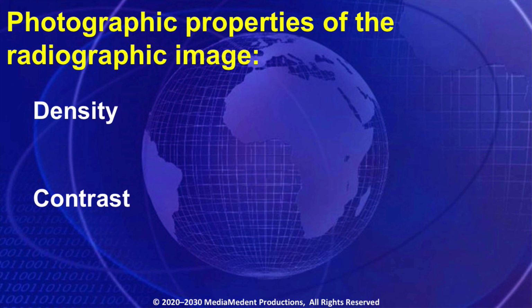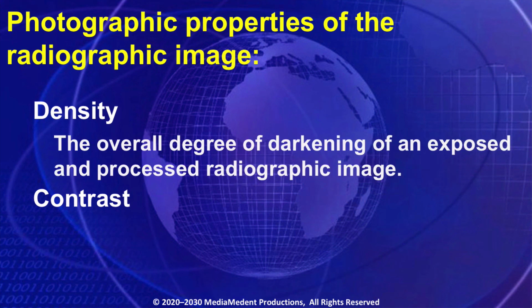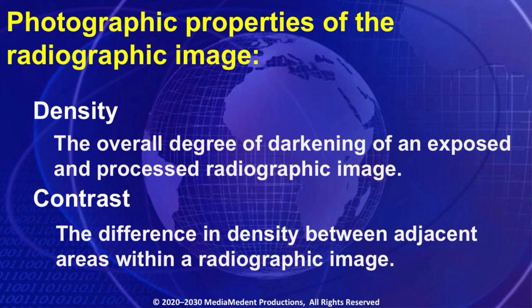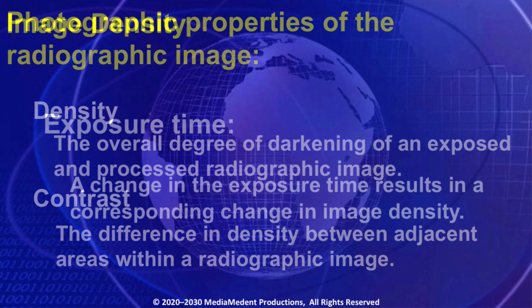The photographic properties of the radiographic image are described by the terms density and contrast. Radiographic density refers to the overall degree of darkening of an exposed and processed radiographic image. Radiographic contrast refers to the difference in density between adjacent areas within the radiographic image.